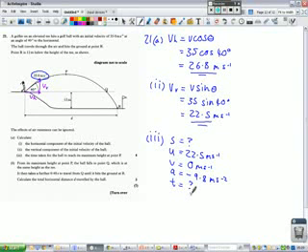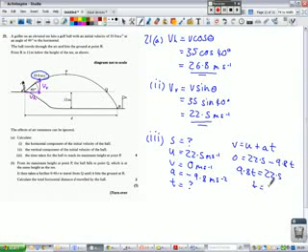So we're looking for t, we've got u, v and a, so I'd use v equals u plus at. So 0 is 22.5 minus 9.8 t. 9.8 t is 22.5, so t is 2.3 seconds. So it's 2.3 seconds to get to its maximum height. That's 2.3 seconds for this little part of the journey.